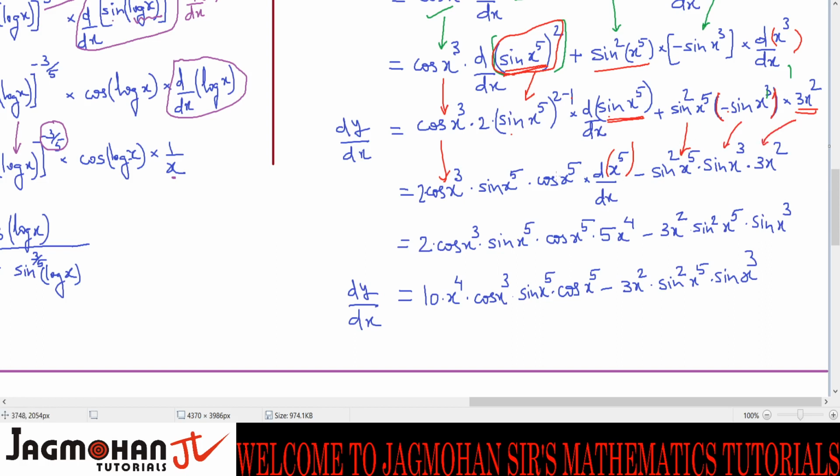In the next step, this all remains as it is with no change. It is written here, this part. And the derivative of x raised to 5 is 5 into x raised to 4, using x raised to n. And here this 3x square has been written in the beginning, and the rest of the things are being copied as it is. So the final answer is 2 into 5 is 10 x raised to 4, and this is your final answer.